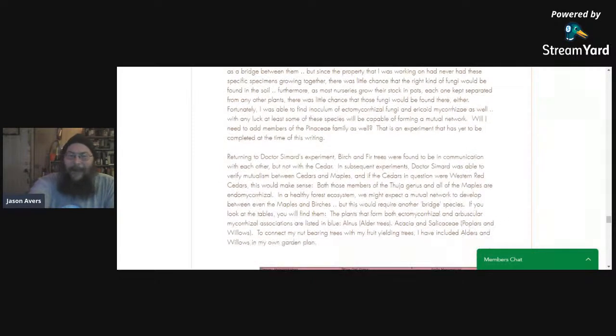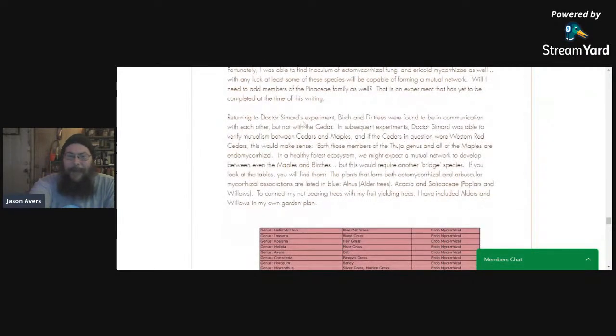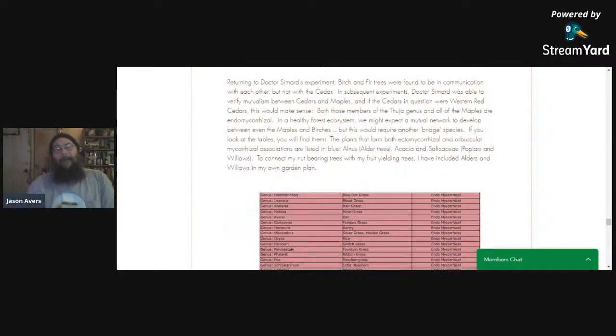Returning to Dr. Simard's experiment, birch and fir trees were found to be in communication with each other, but not the cedar, right? In subsequent experiments, Dr. Simard was able to verify mutualism between cedars and maples. So we're talking western red cedar and maple trees, both of which are arbuscular mycorrhizal.